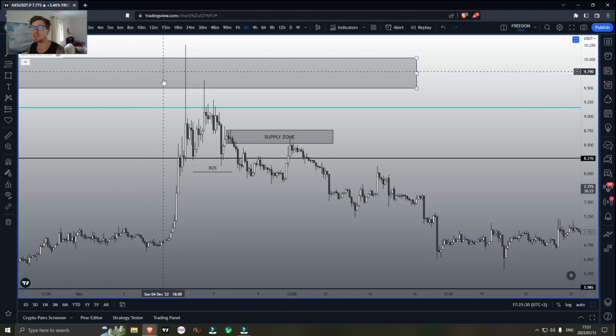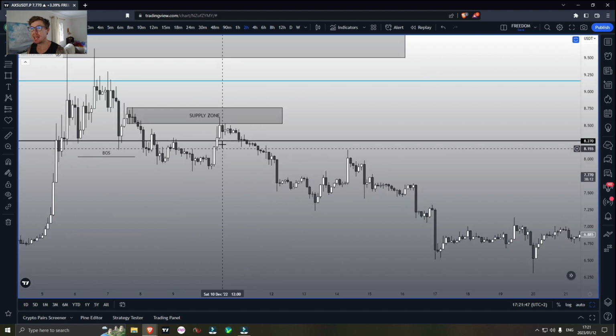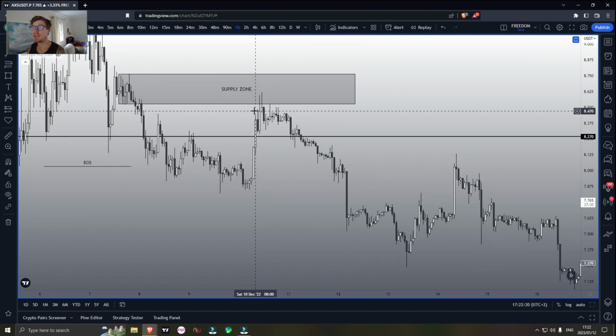So price came up, tapped into a higher time frame, which was the daily, but I wanted to wait for a confirmation. Came down, I waited for a break of structure over here, left behind another supply zone on this indecision candle. Price came back up, tapped into this indecision candle. Let me go into a lower time frame. Here we're on the 1 hour, so price came up, tapped into this supply zone over here.